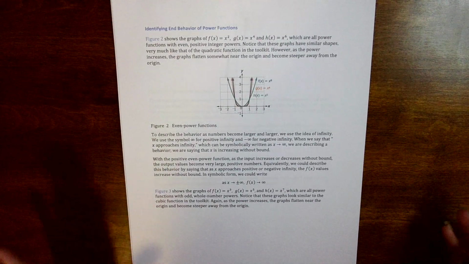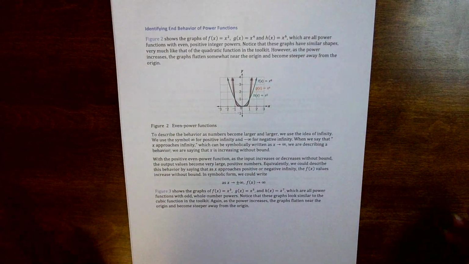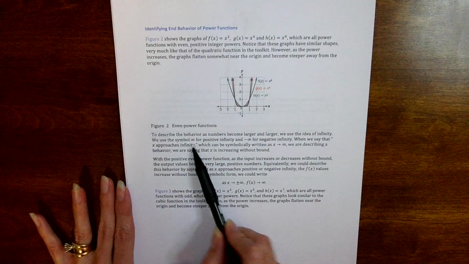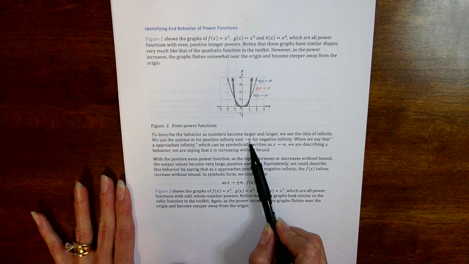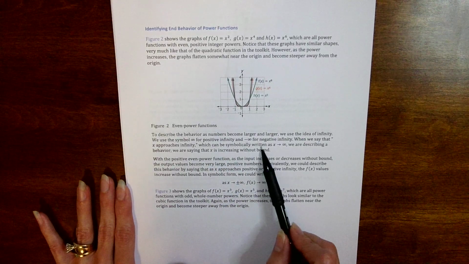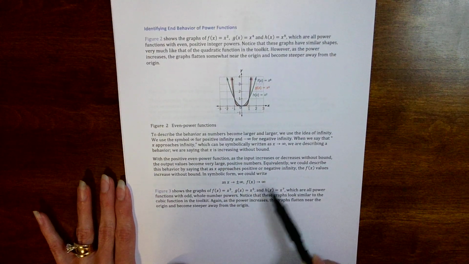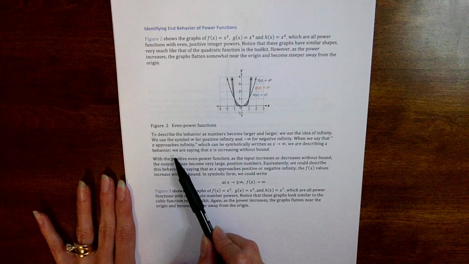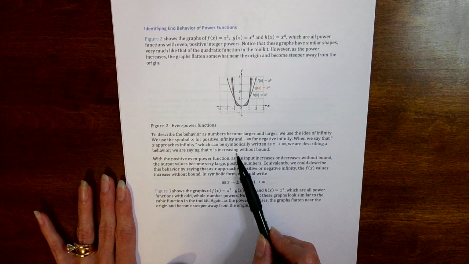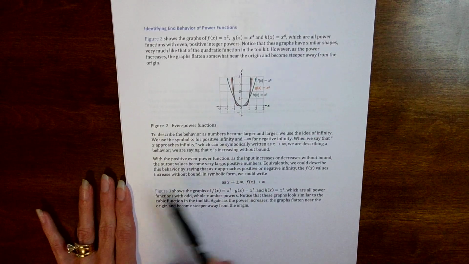Okay, so to describe the behavior as numbers become larger and larger, we use the idea of infinity. We use this symbol for positive infinity and this for negative infinity. When we say that x approaches infinity, that can be symbolically written as x with an arrow to infinity. We are describing a behavior, and we're saying that x is increasing without bound, okay, to infinity and beyond.